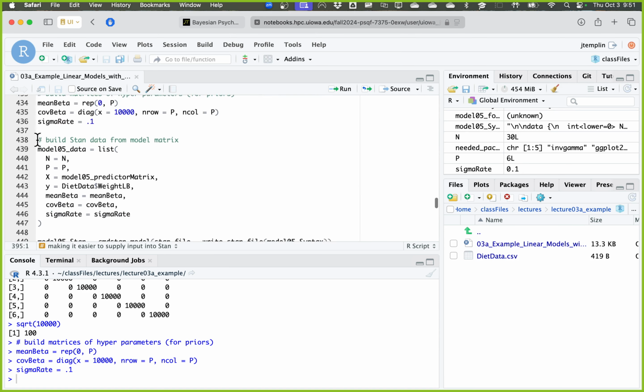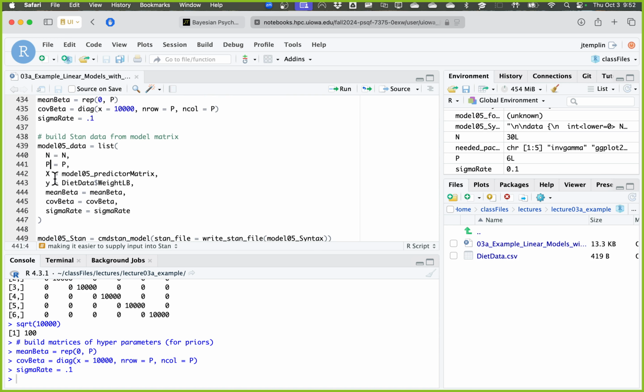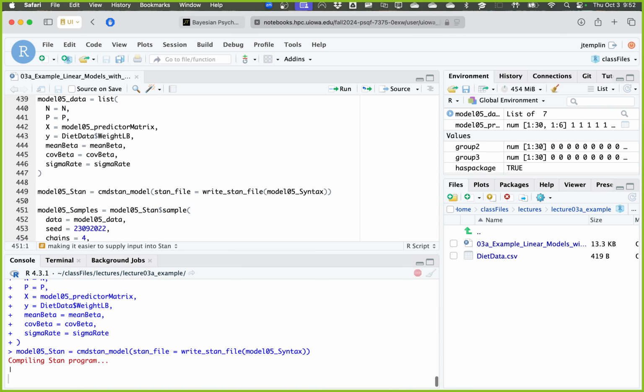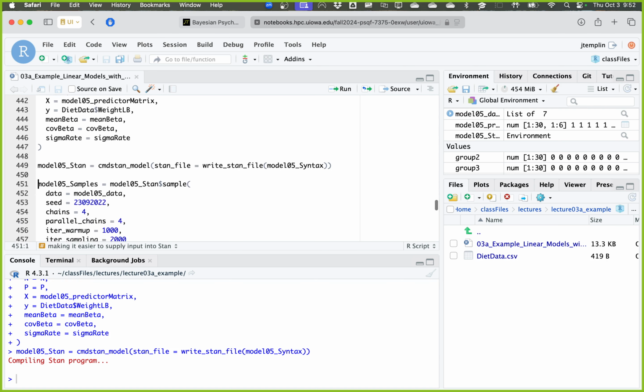So here we have n, p, capital X, and lowercase y as our outcome variable from our data frame. We have the mean beta, the covariance beta, and the sigma rate. All those go into a list. And then we compile our model. We hope it compiles. Let's go. I feel like we need compiling music. Or better yet, when it finishes, trumpets. Hey, it worked.